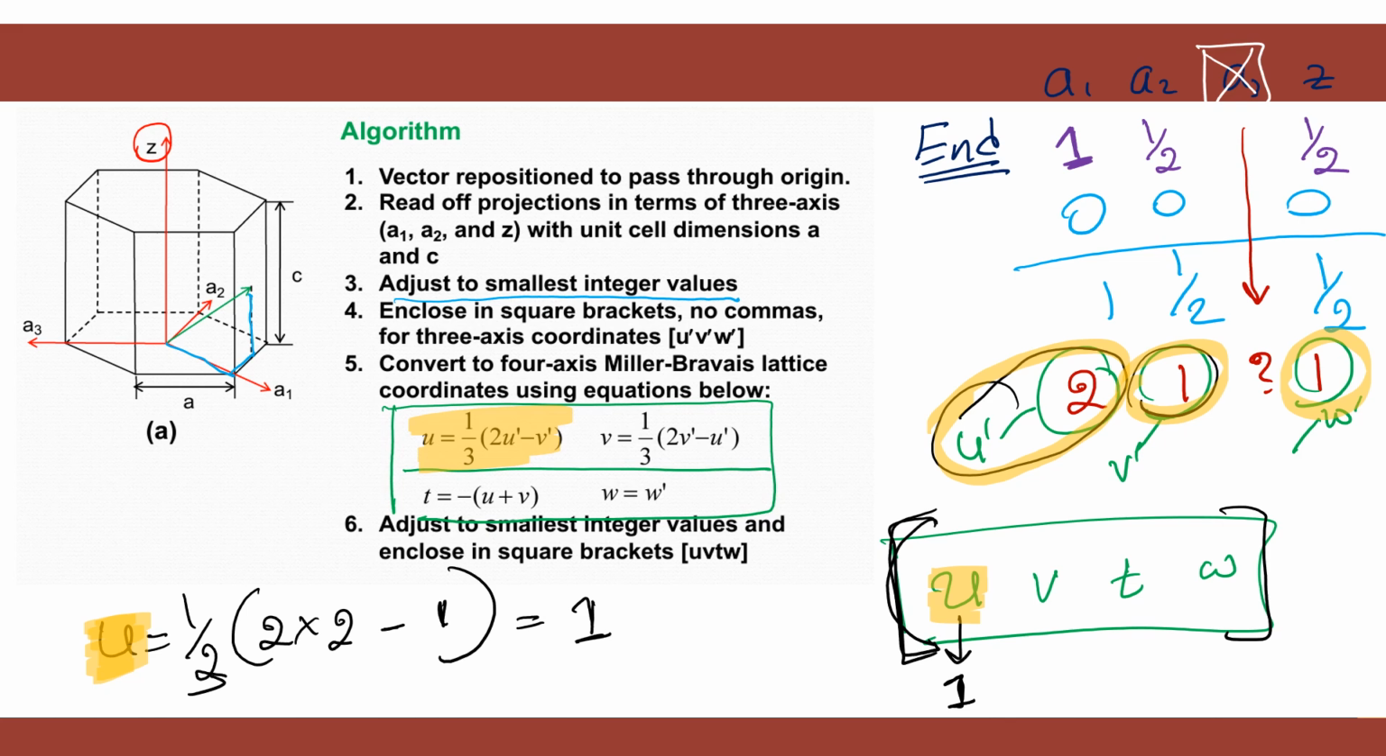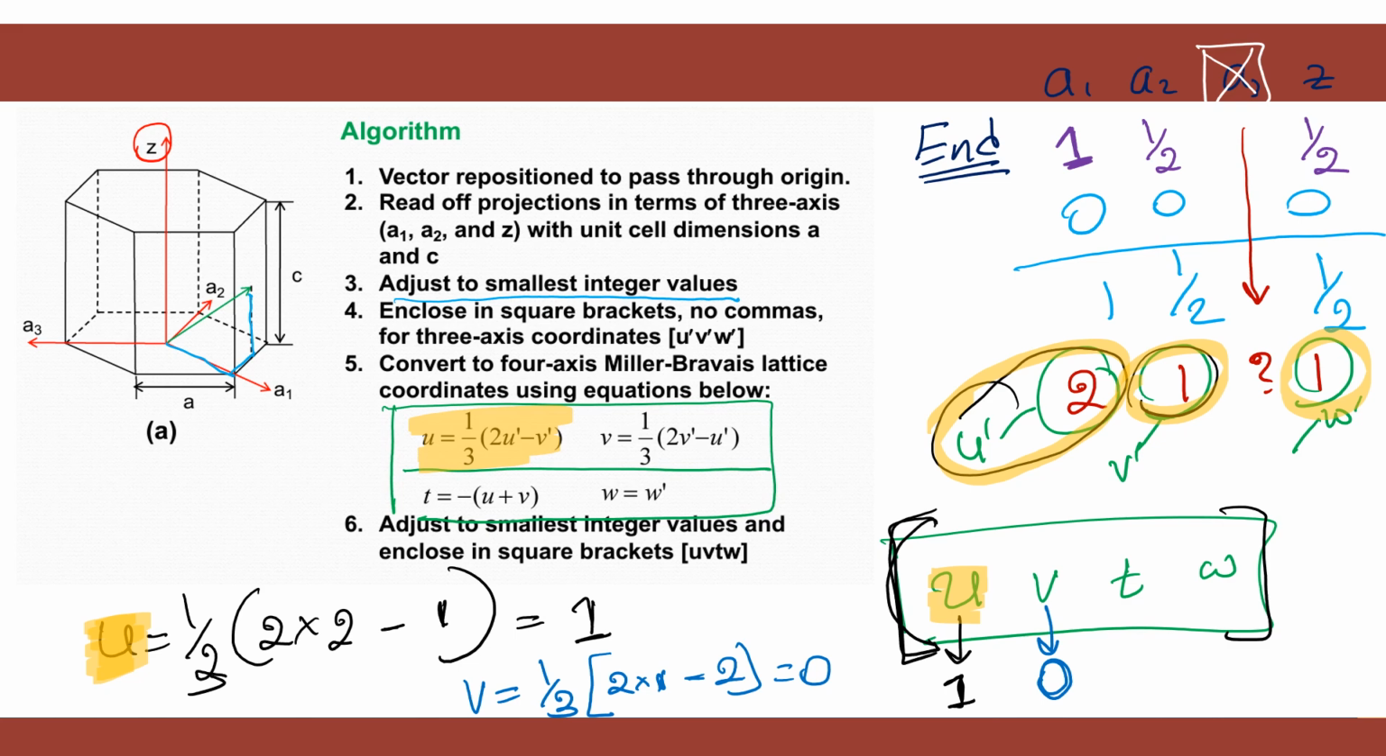Can you find me V, T and W as well in the same way? You have this equation. So just find me V, T and W. What is V? V is 1 over 3 times (2 times V dash minus U dash), which is 1 minus 2. So your V is 0. Agree? V becomes 0. Am I right?